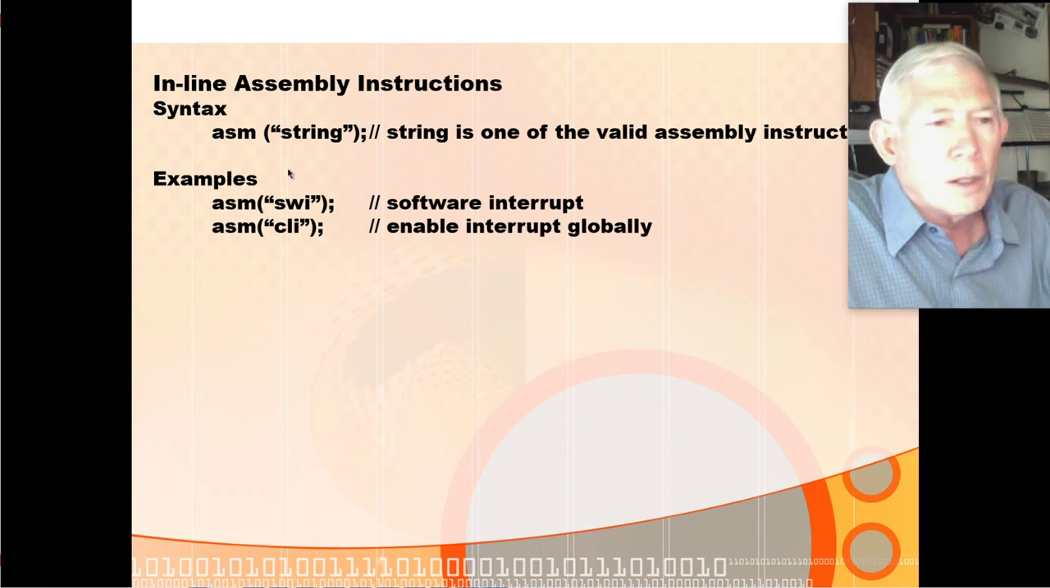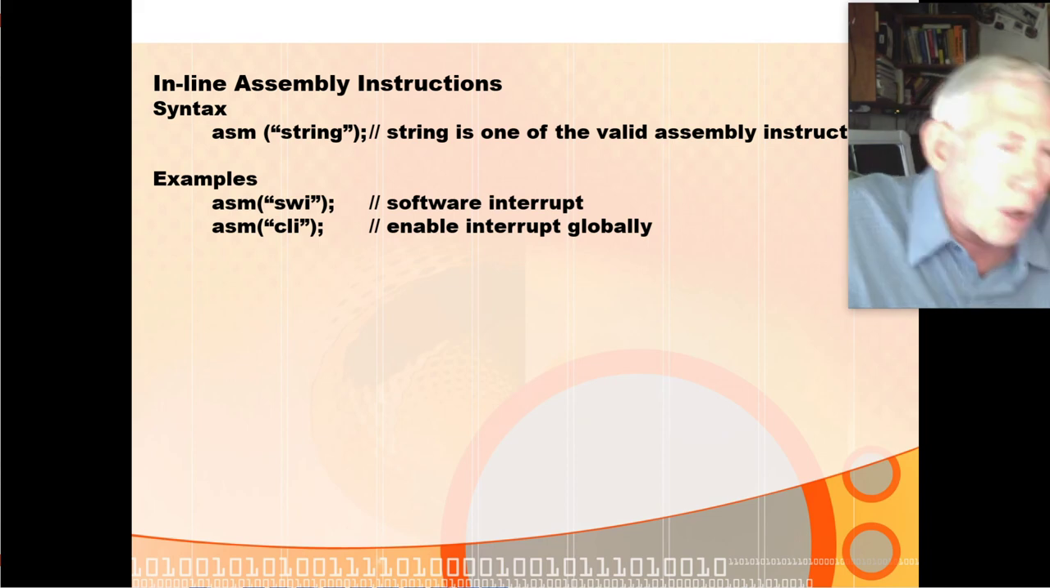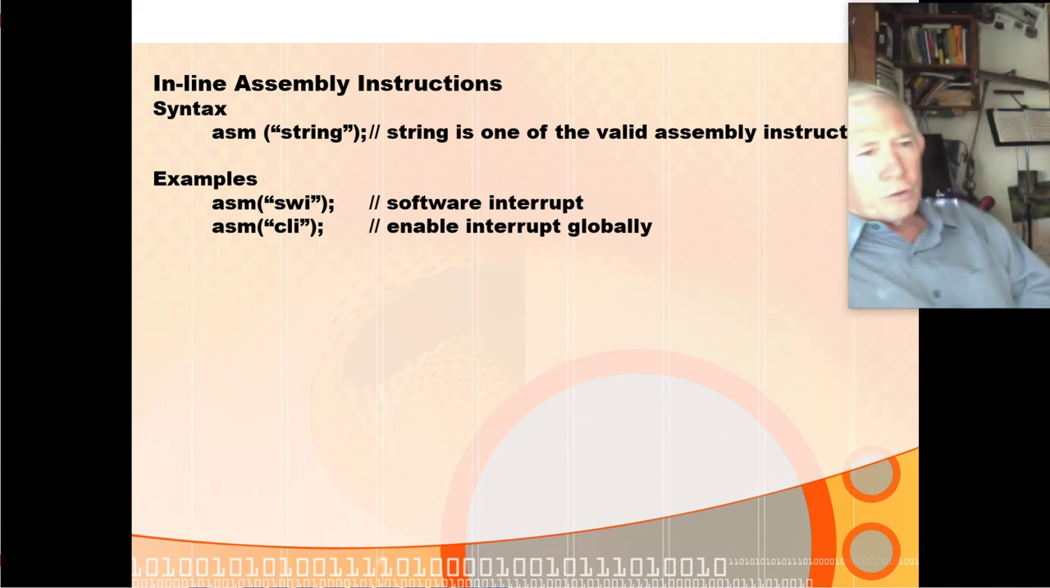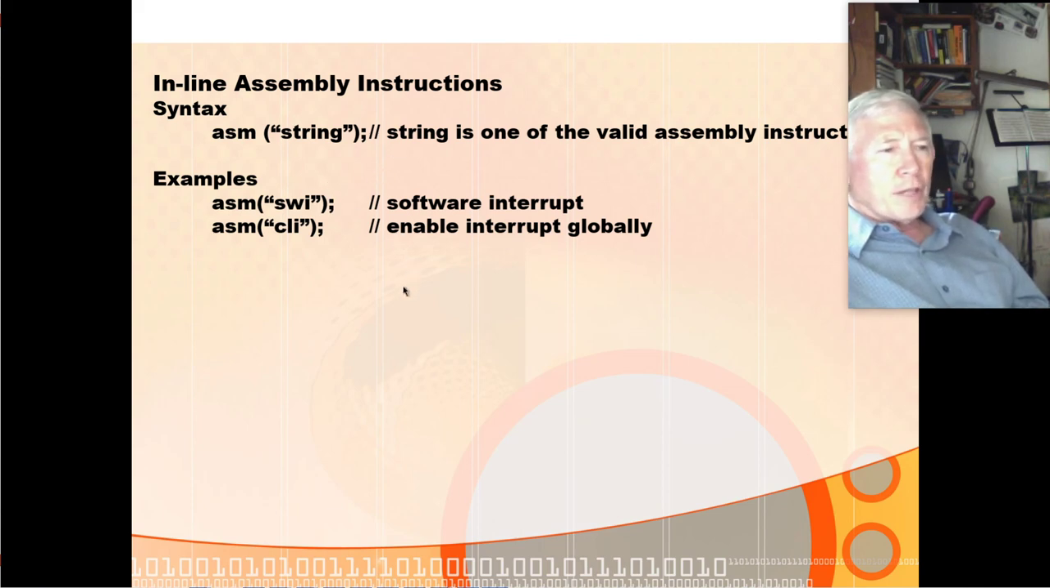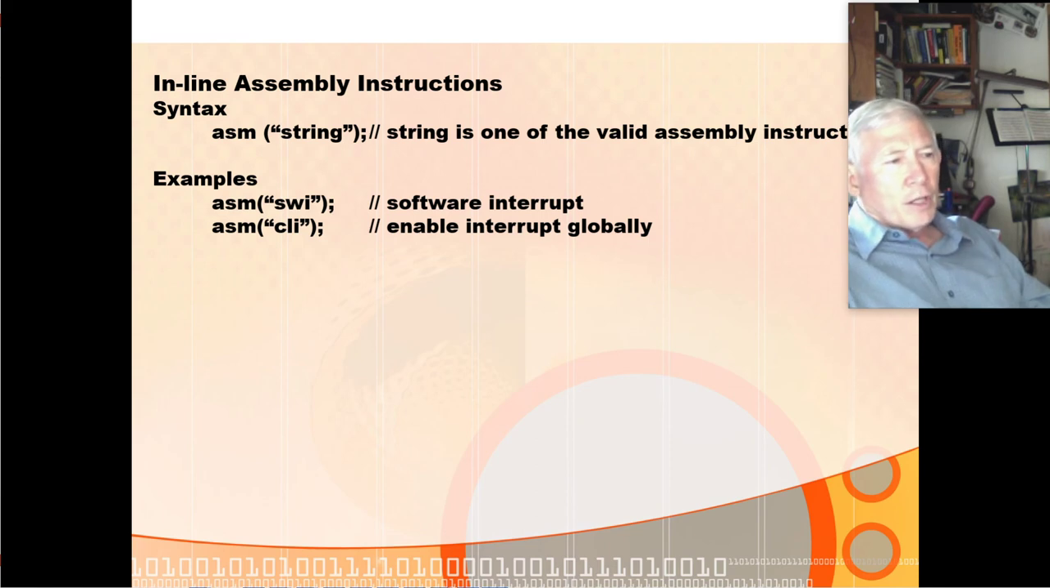There are different syntaxes for this, and these are often machine dependent. So you really need to consult your compiler manual for the machine you're using, in this case our PIC chip, to see how it's going to handle these inline assembly instructions. There are certain rules you have to follow. There are some variables you're not allowed to mess with. So if you're going to use the W register, for instance, you may have to save that first.